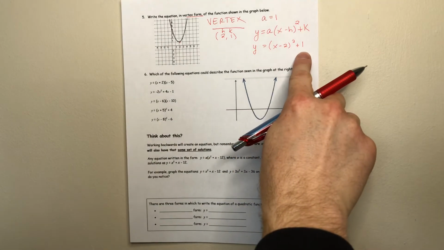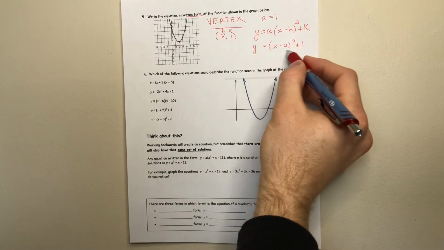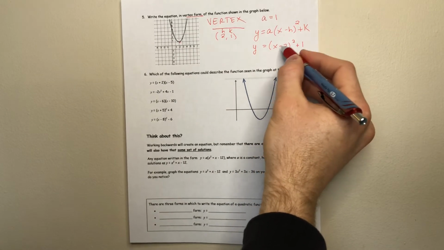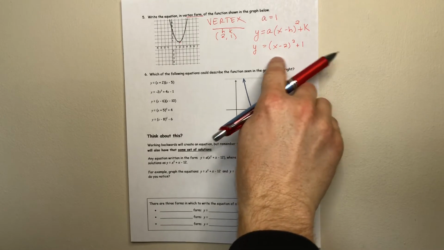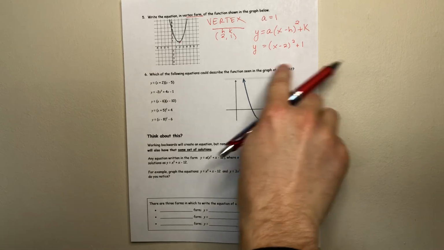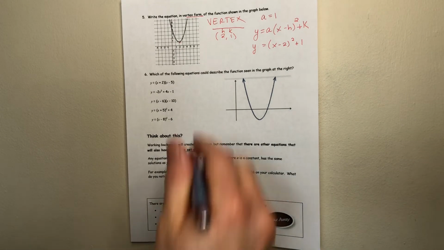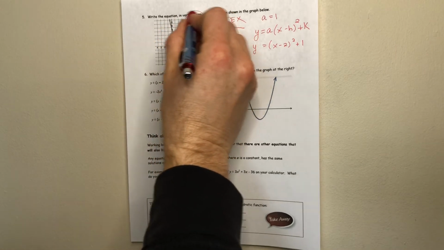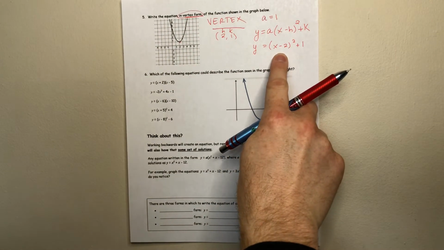And you're done. Now, again, the same question: could you double distribute this, x minus 2 squared? Do that double distributing, add 1, collect like terms, put it in standard form. Of course you could, but why would you do that? It said, write the equation in vertex form. So we're done.